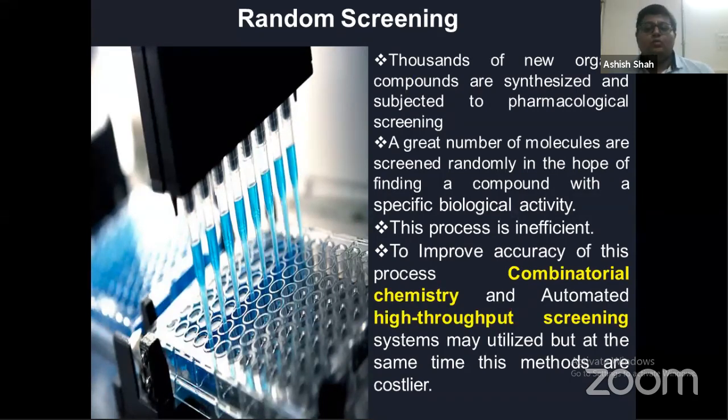And the second one is high throughput screening. High throughput screening means if you want to test the biological activity of thousands of compounds at a time, then you should go for the high throughput screening approach. So random screening can be done with combinatorial chemistry as well as high throughput screening. But again, here the cost is more, chances of success are very slim, and you may get failure, whatever research or objectives you are looking for. So this is the second approach, random screening.